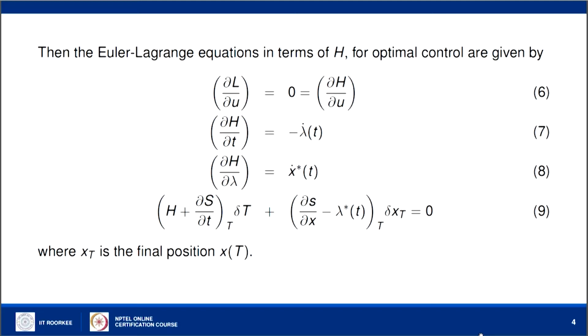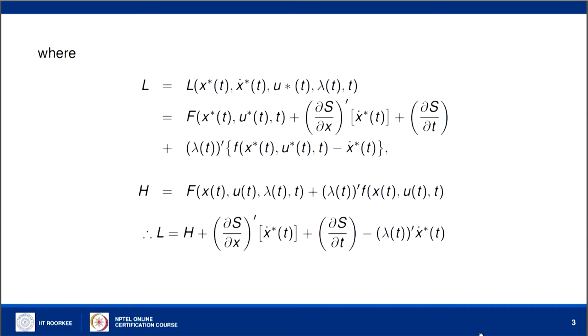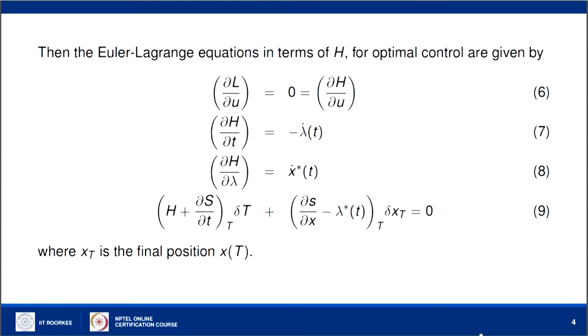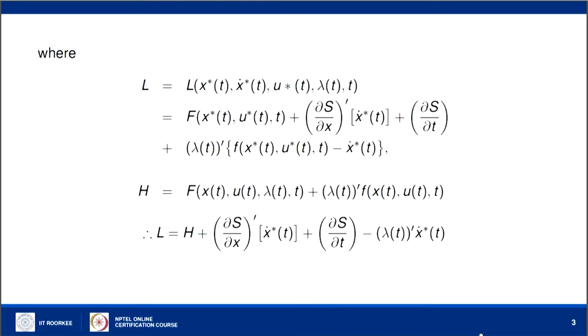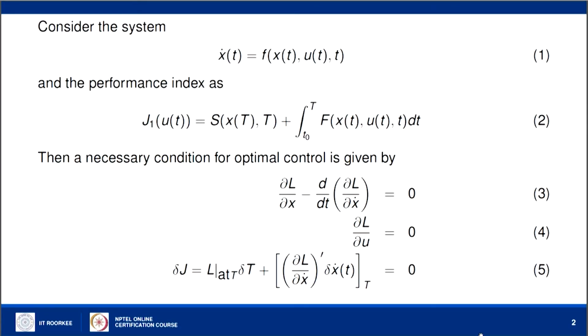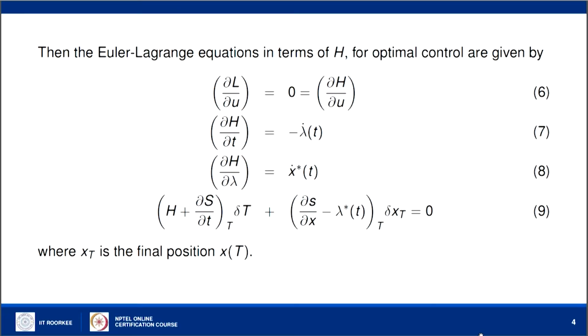Del H by del lambda we can see from here, it is nothing but this function small f. So, the equation 8 is nothing but the equation given, x dot equal to small f, which is the equation 1 itself. Okay.